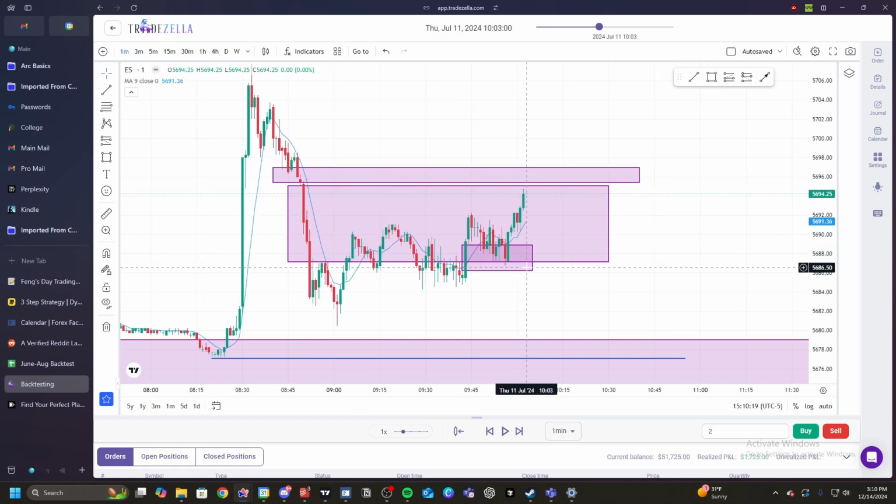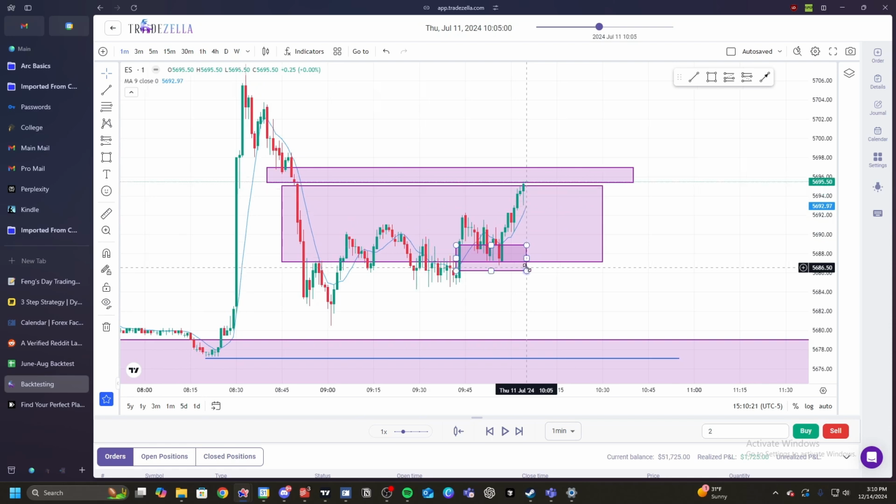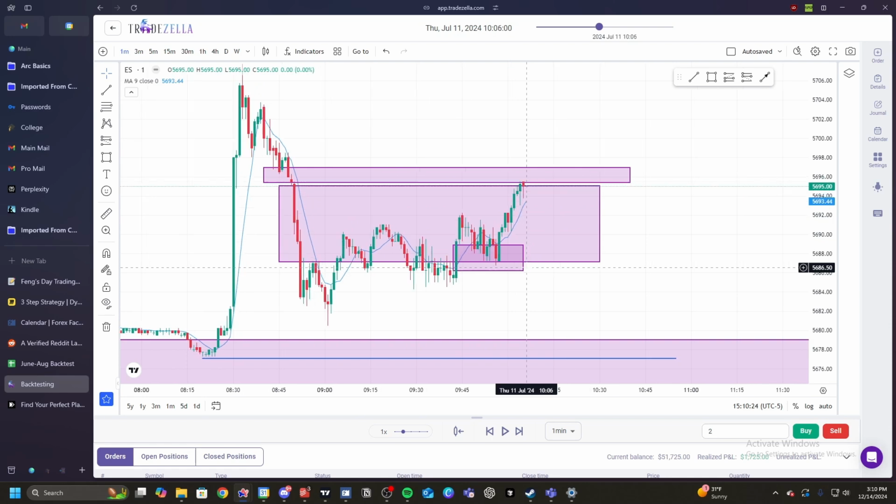Okay, it looks like it's moving upwards. Well, we wouldn't have taken the loss because it's not 10 yet. We're not looking for a trade yet.